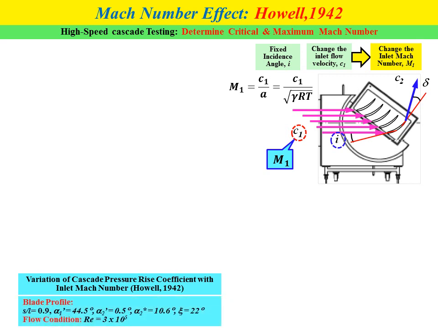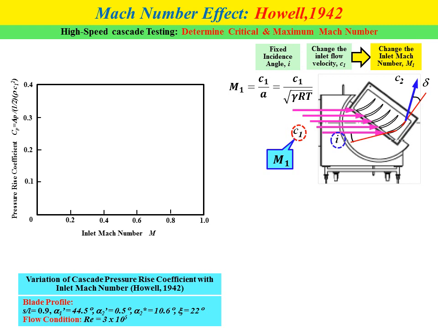So this result is specific for blade profile of S over L equal to 0.9, alpha 1 prime equal to 44.5 degree, alpha 2 prime equal to 0.5 degree, alpha 2 star equal to 10.6 degree, and stagger angle equal to 22 degree. And specific for flow condition for Howell investigation in terms of Mach number effect is Reynolds number equal to 30,000.